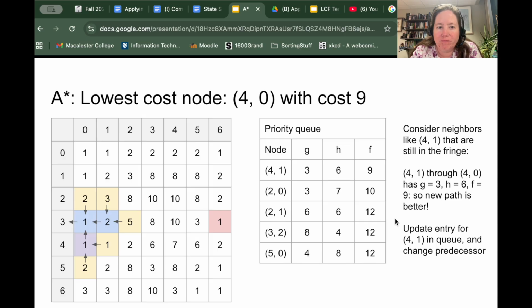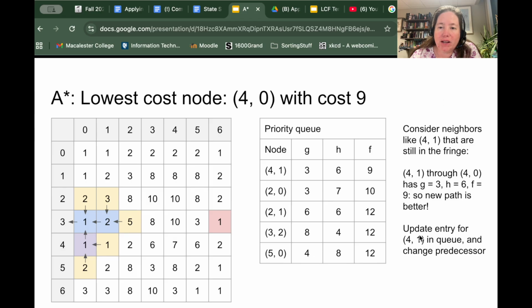All right. So 4, 0 looked like the most likely option at that moment. We pulled that out of the priority queue and we look at 4, 0's neighbors, which are 5, 0 and 4, 1. Notice 4, 1 was already in the priority queue. So what we need to do is to see, is it better to get to 4, 1 from 4, 0, or was it better to get to 4, 1 from 3, 1, which is what we had before.